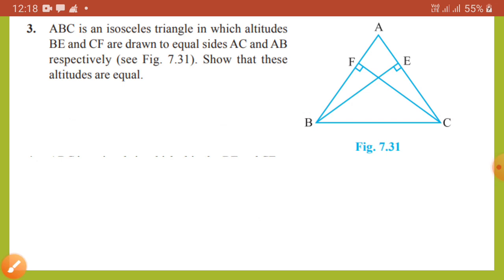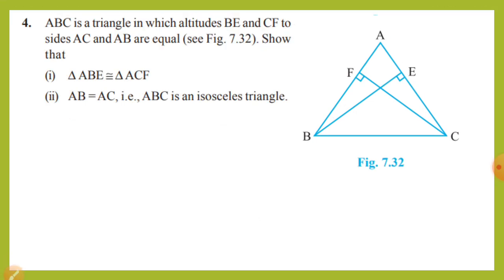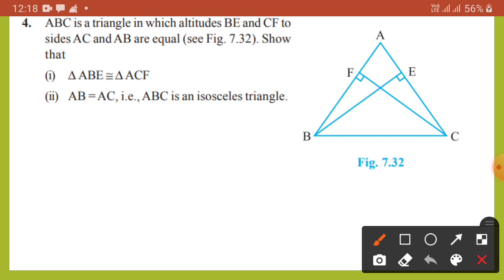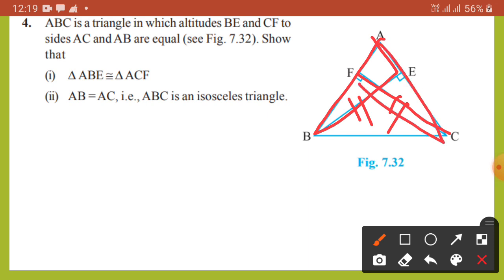Now question number 4. Question number 4: ABC is a triangle in which altitudes BE and CF, on sides AC and AB respectively, are equal. So here it is given that CF and BE are equal. Now we have to prove that triangle ABE is congruent to triangle ACF.